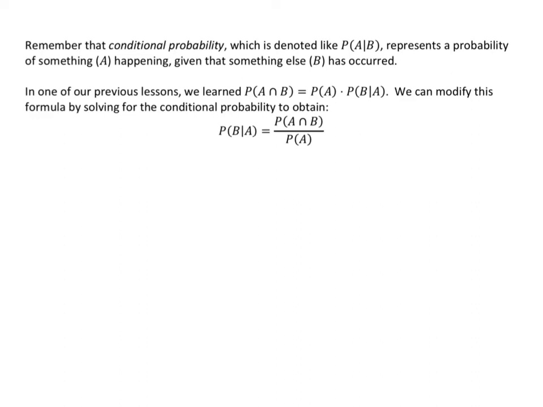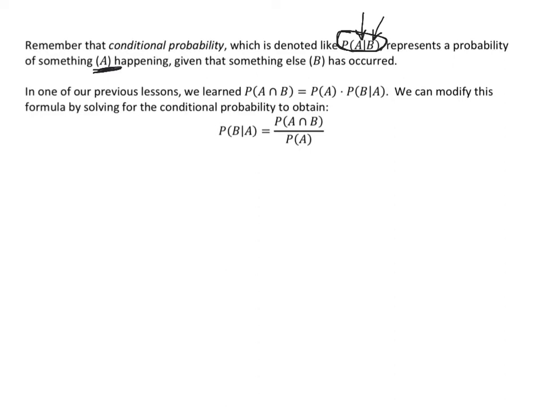So the first thing I'd like to do is remind you about what our notation was for conditional probability. Remember that we use this vertical line here. This is read "the probability of A given B," and it represents the probability of A happening. So this is still ultimately about A happening, but it's conditional on B being something that we already know.